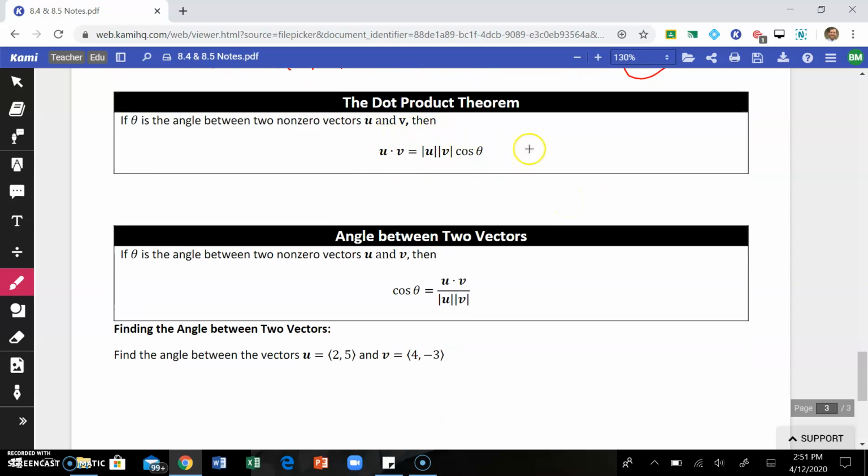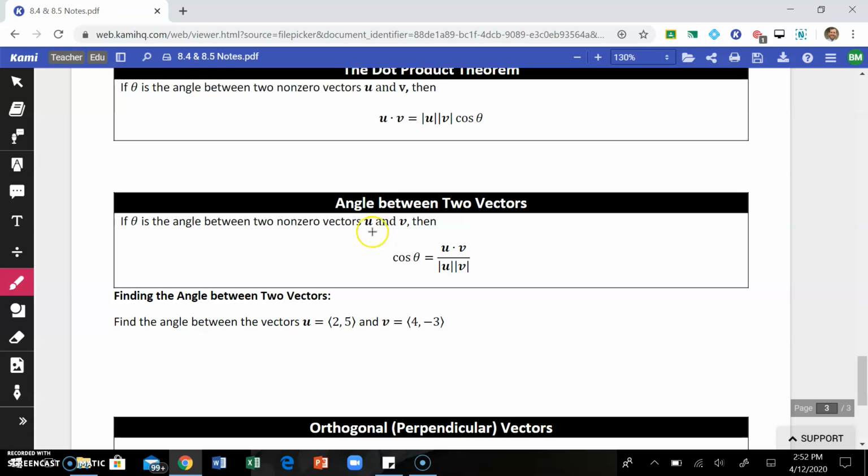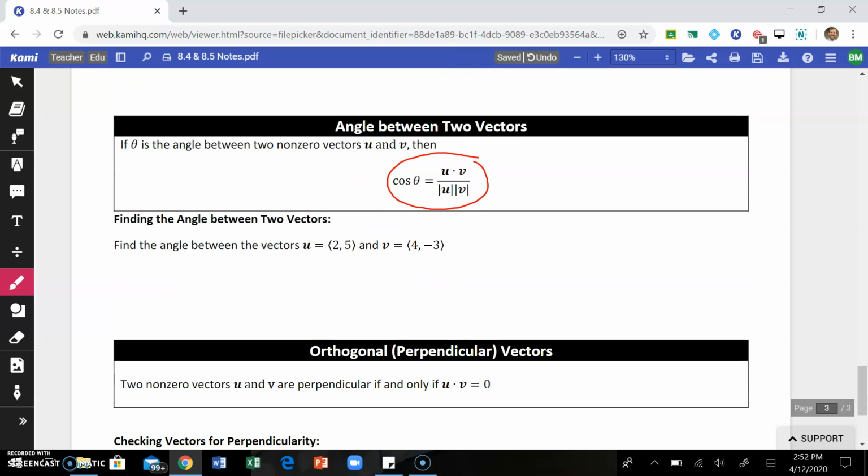This equation, simply manipulated around, leads to this, right? So if I were to solve for the cosine of theta, I end up with this. And this is telling us that if I want to find the angle between two vectors, I do their dot product on top and I divide by the product of their magnitudes. Okay, so this is what I'm going to use in this example below. The question is, what is the angle between these two vectors u and v?